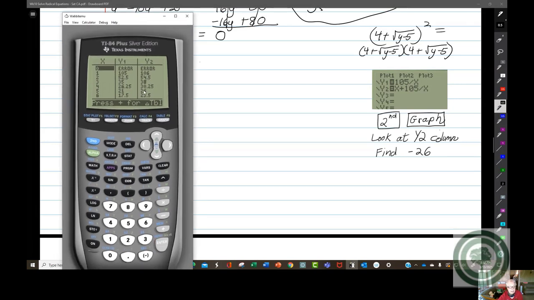However, these are all positive. So let's move up where they're negative. There's negative 26. Negative 5 times negative 21. I'm going to take a picture of this too.